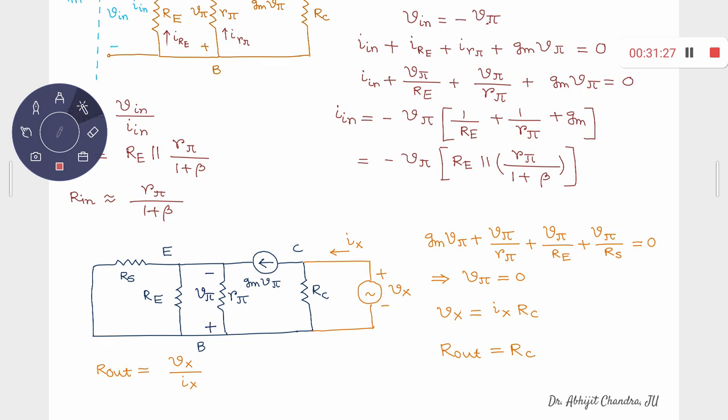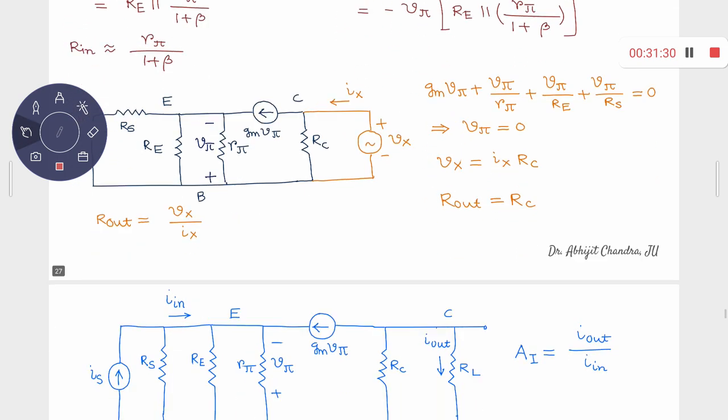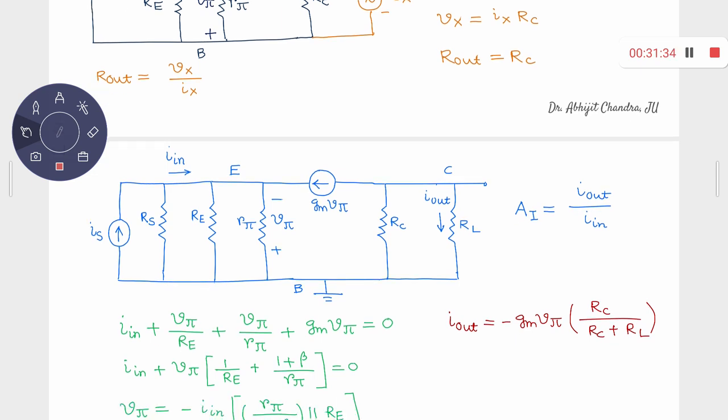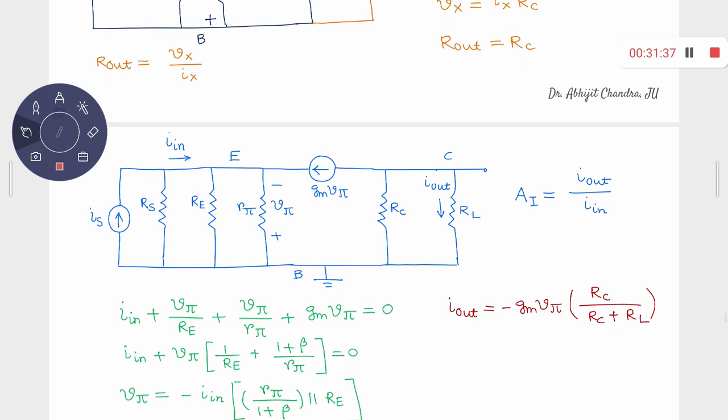So, since we have already noticed that the input resistance for a common base amplifier is typically small, instead of considering this as a voltage amplifier, let's visualize the same thing from a current amplifier perspective.